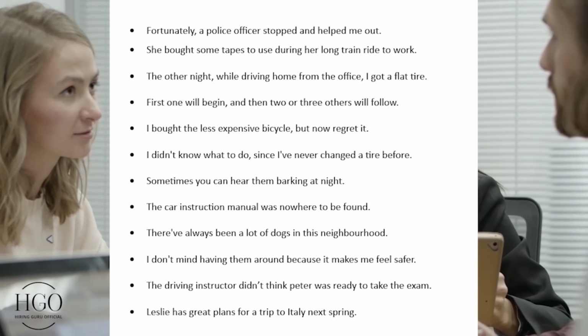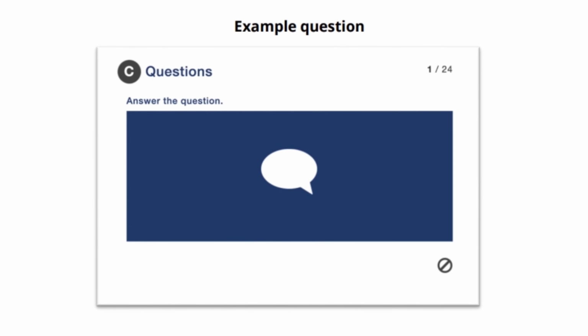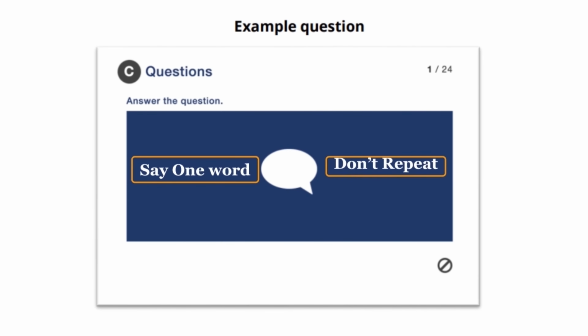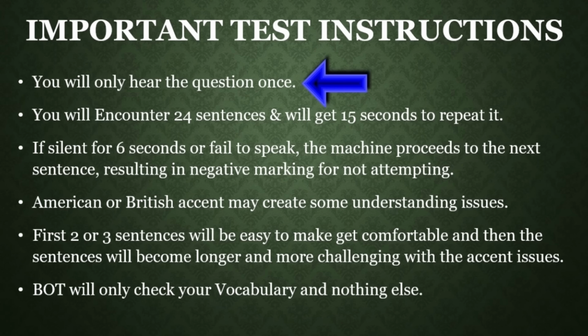Let's move on to our next section, Part C, Short Answer Question. You will hear a short question and you need to answer with a single word or a single phrase. For example, what will say, would you get water from a bottle or a newspaper? And you answer, from a bottle or a bottle. Remember, you just need to say only one word and do not repeat the entire sentence. You will only hear the question once.